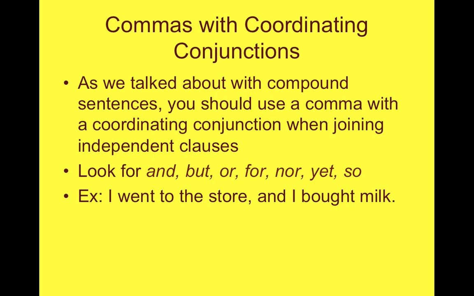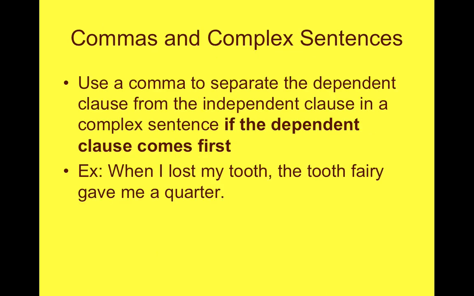We've done this a bit at the beginning of the year when we were talking about compound sentences. With a compound sentence, you need to insert a coordinating conjunction. That's our and, but, or, for, nor, yet, so, or FANBOYS, as you guys often remember it. You use that coordinating conjunction with a comma in the middle of the compound sentence. So here you can see the comma right here in the middle of our sentence. We've got the coordinating conjunction and we've got our two independent clauses. That should be pretty straightforward for you.